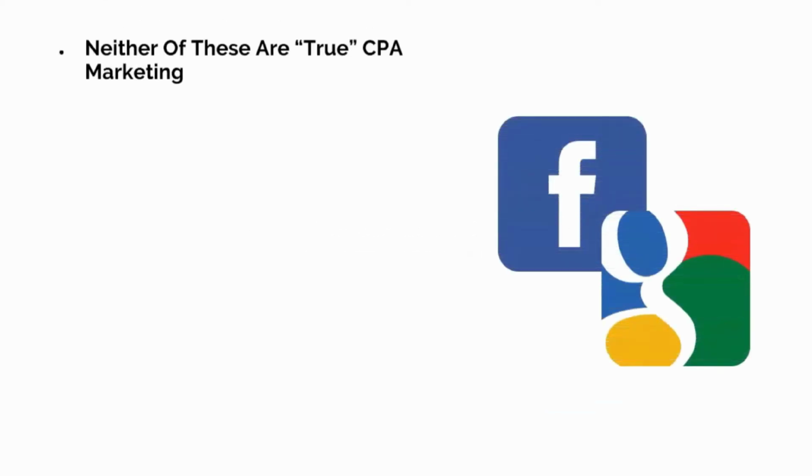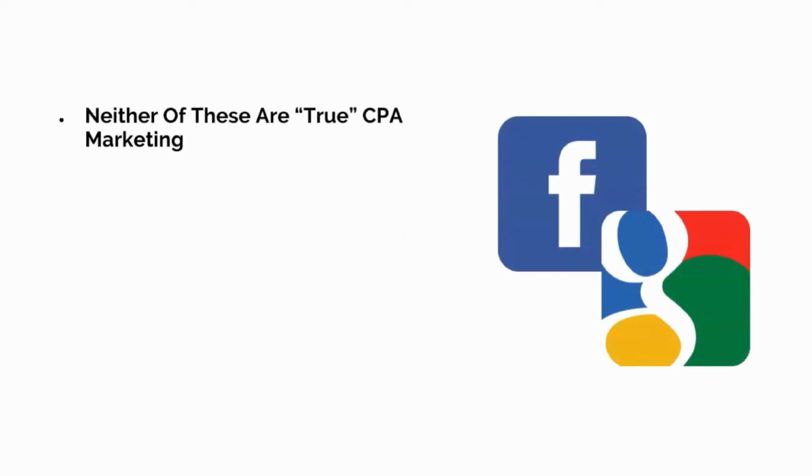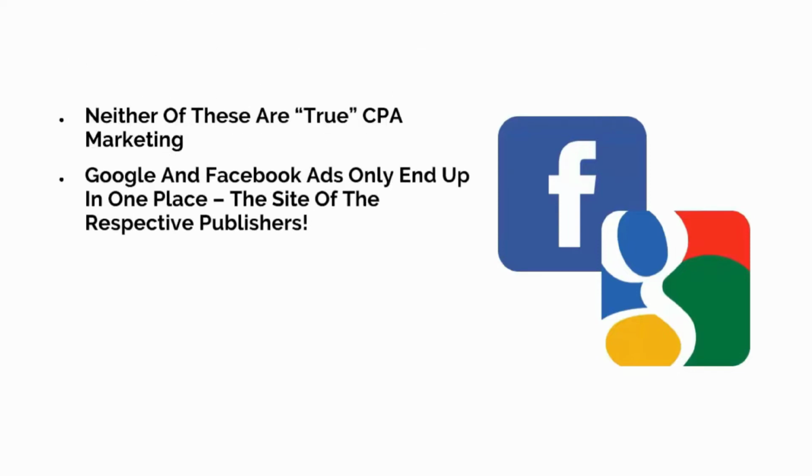Finally, you have the option of Facebook or Google for your CPA. Now, neither of these are true CPA marketing in that they don't offer you the option to be charged only when someone buys your product. You'll still be paying per click for the most part, and that means that you aren't actually guaranteed ROI. Facebook and Google ads only end up in one place, the site of the respective publishers.